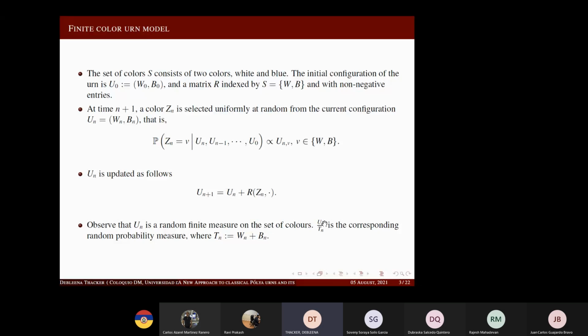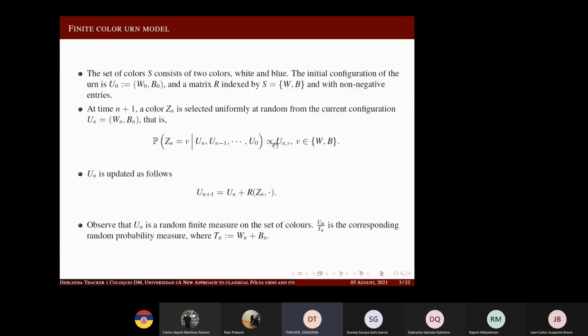Why is this a probability measure? Because we have assumed the following, that R has no negative entries. R has only non-negative entries. Therefore, we are only adding, and Un has only non-negative entries. Therefore, Un by Tn is actually a random probability measure.